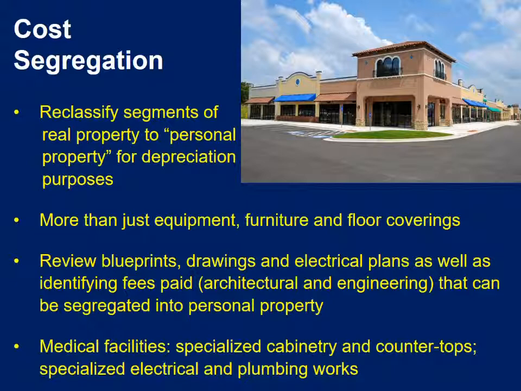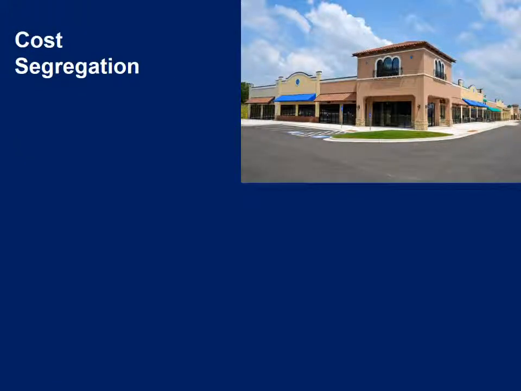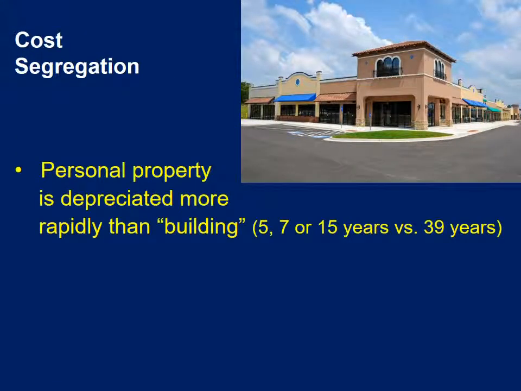Where this is particularly important is for medical facilities because they have an untold amount of specialized cabinetry and countertops, dedicated electrical and plumbing works. All of those things can be classified as personal property. The importance of classifying them as personal property is that personal property is depreciated more rapidly than straight line building.